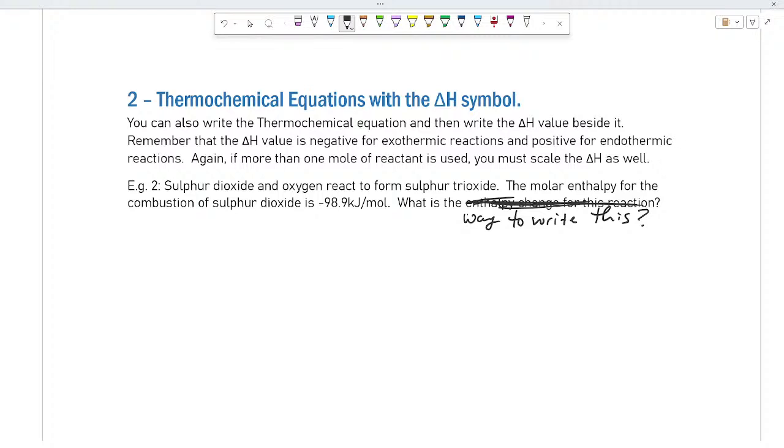So just write this out. I want to basically see, can you write the balanced chemical equation? What is the chemical equation here? Sulfur dioxide reacts with oxygen. Give me that. What's sulfur dioxide? You okay? Okay, I got you. Give me a second.